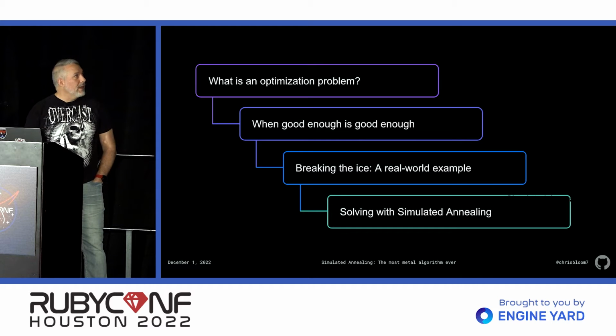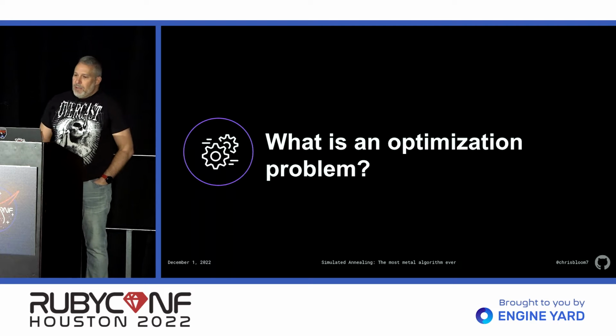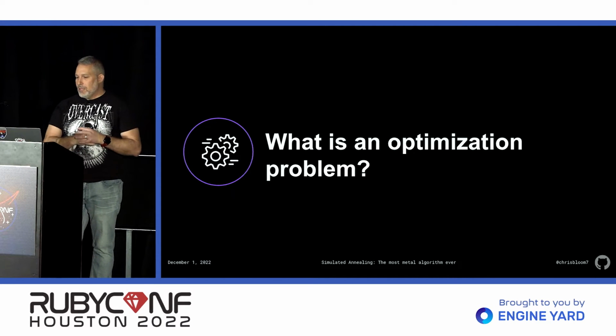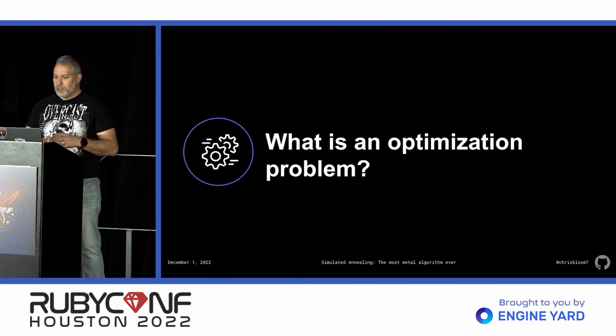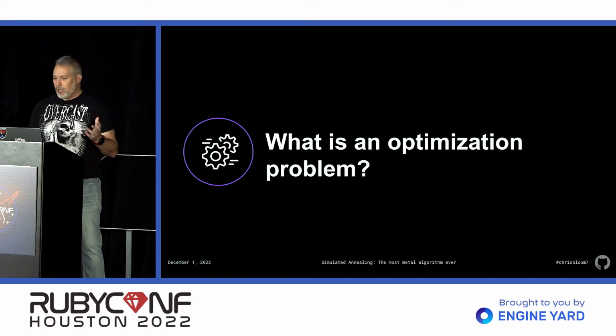So let's start out with, what is an optimization problem? In mathematics and computer science, an optimization problem involves finding the best or optimal solution from all potential solutions based on some objective cost function.